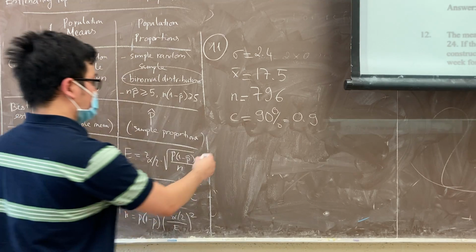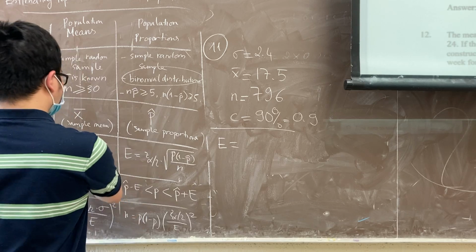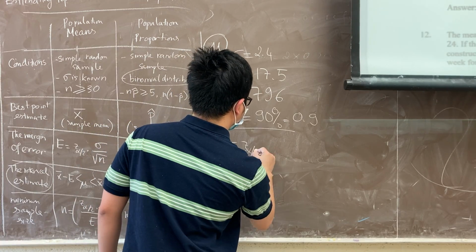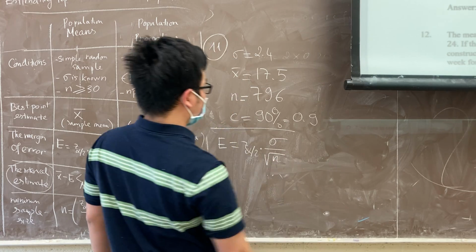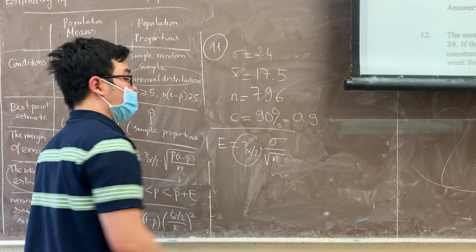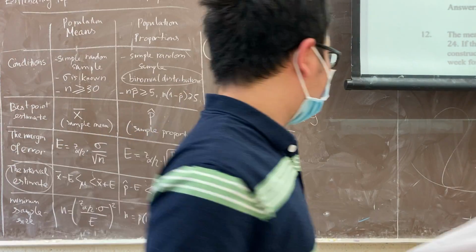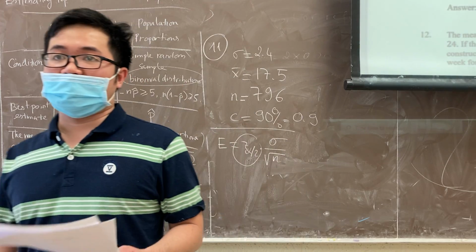Okay, first thing we need to count the margin of error. The margin of error here will be Z alpha over 2 times sigma over square root of n. So could you tell me what is the critical value here? If the confidence level is 90%, what is the critical value in this case?